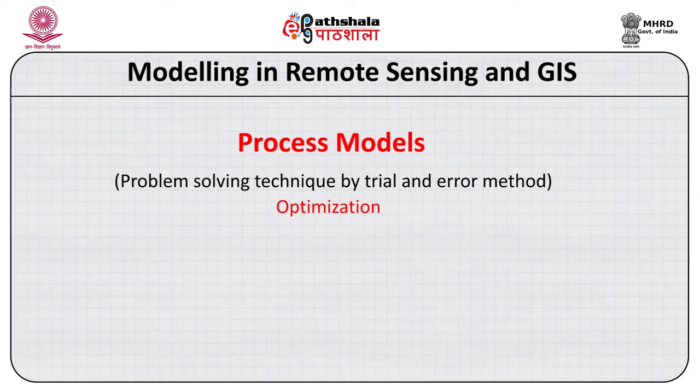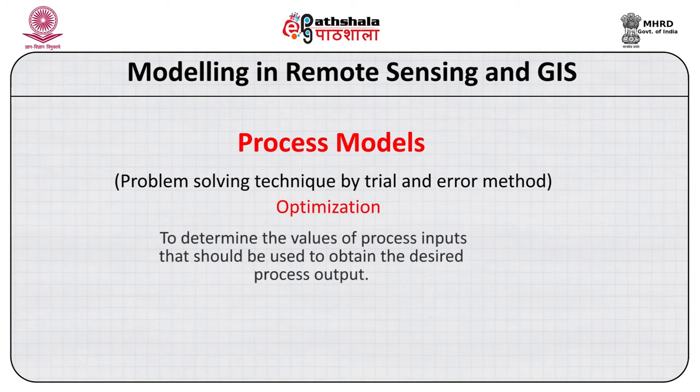Optimization. Optimization is performed to determine the values of process inputs that should be used to obtain the desired process output. Typical optimization goals might be to maximize the yield of a process, or to minimize the processing time required to fabricate a product. Process modeling can be understood with an example.